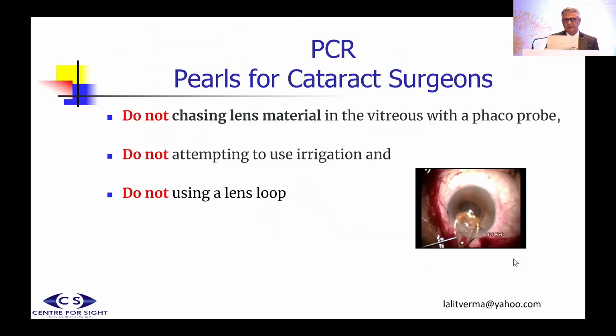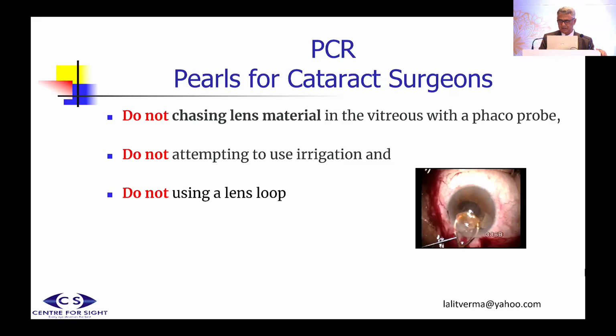So the pearls are: do not chase the lens matter in the vitreous. Suppose lens matter has fallen with a phaco probe. Believe me, if there is a PCR and you put a phaco probe through that, with the hope that this will swirl up and come into my probe and then I'll take it out, don't do that, because you are not respecting the vitreous. And do not attempt to irrigate and float up this lens matter.